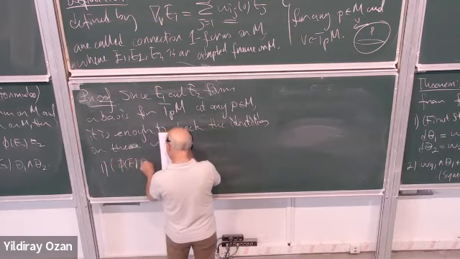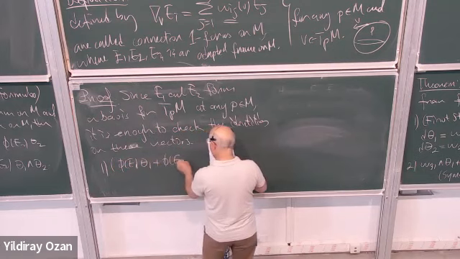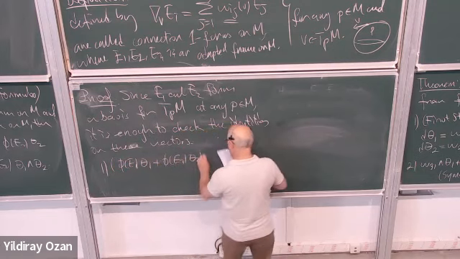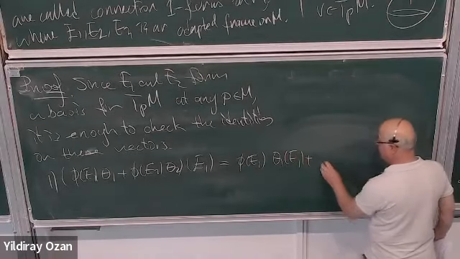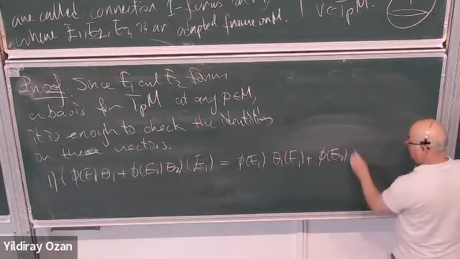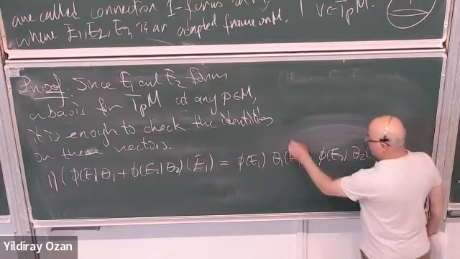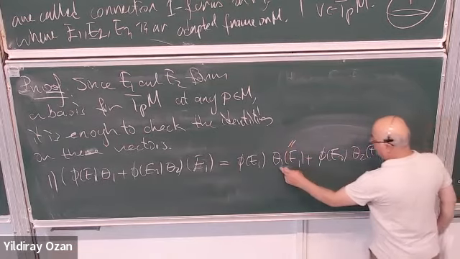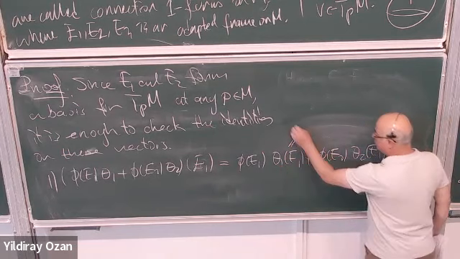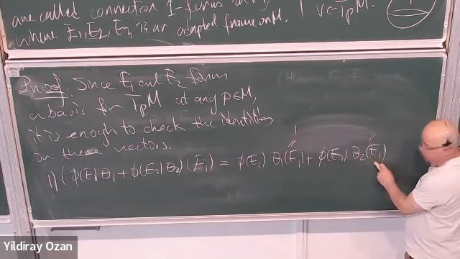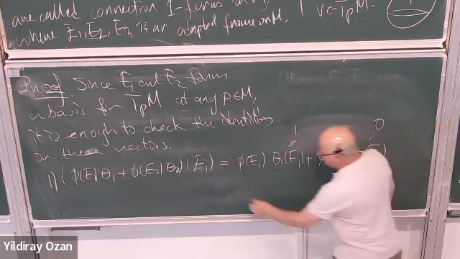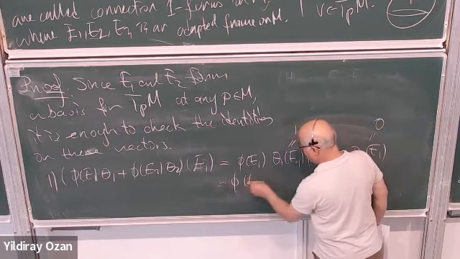This real number, phi of E1, times theta one, plus phi of E2 times theta two, evaluated on the first basis vector. What is this? Well, this is just this real number times theta one of E1 plus this real number times theta two of E1. But these are dual vectors, so this is Kronecker delta ij. Here I have i and j both one, so this is just one. And here i and j don't agree, so this is zero. So what is the result? This is phi of E1.